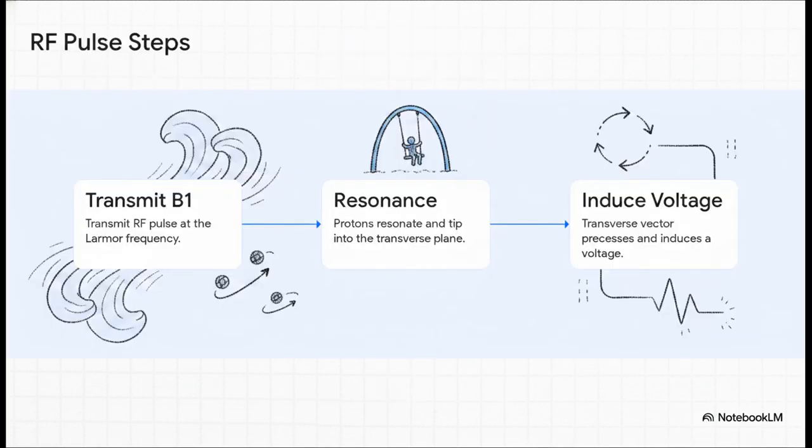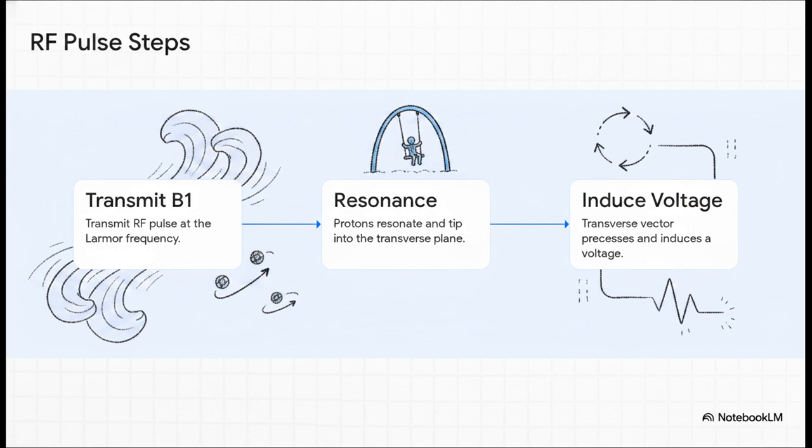Step 1. We transmit a secondary oscillating magnetic field called the B1 field, also known as the RF pulse. We blast this at the precise Larmor frequency. When we do that, resonance occurs. It's exactly like pushing a kid on a swing at the perfect moment to transfer energy as efficiently as possible. Step 2. Thanks to that resonance, the protons absorb the energy and tip over. Let's say we tip them exactly 90 degrees into the transverse plane.